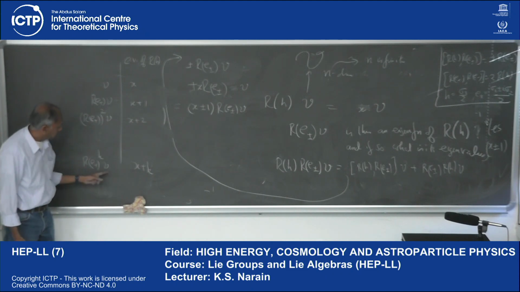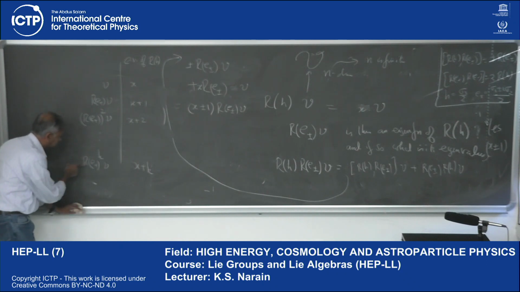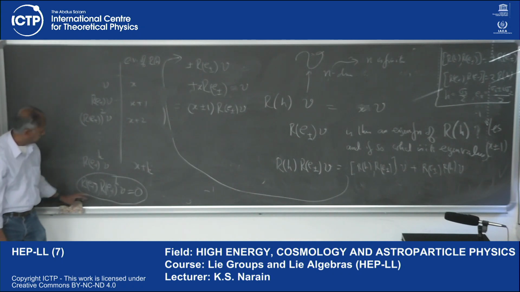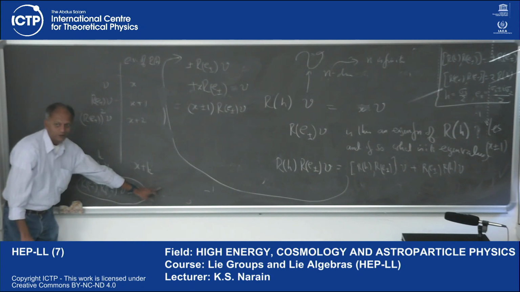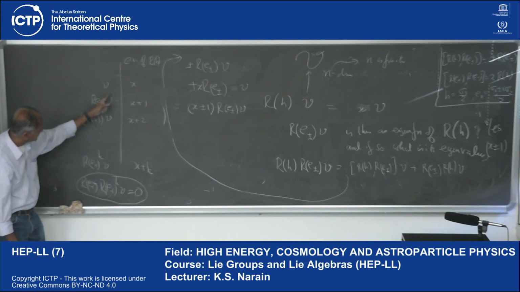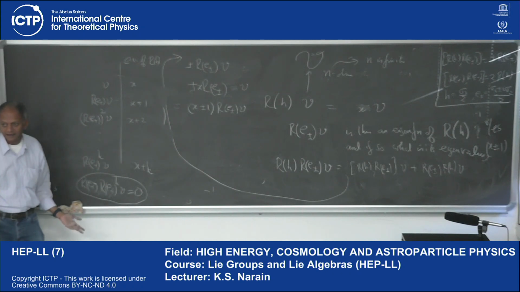So how can it stop? It can only stop if, for some value of k, when I apply one more RE plus on this, the state becomes 0. That is the only way this process will stop. If it was not 0, you're going to get something with the eigenvalue x plus k plus 1. So the only way it can stop is that in this chain of states that I get, at some point, if I further apply RE plus, it annihilates it. Okay? That's the only way it can stop.